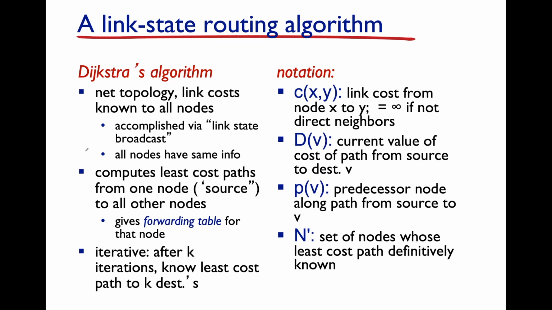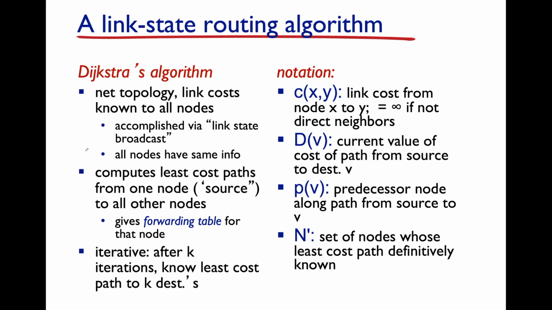Then we also have this D(V). Now, D(V) is the current value, so it's going to be updated, of the cost of a path from the source node in which Dijkstra's algorithm runs to some destination V. And that D(V) is often called a distance vector. It's the cost of the distance from a source node to router or node V. And then P(V) is going to be the predecessor node. It's the node by name that is along the path from the source to node V.